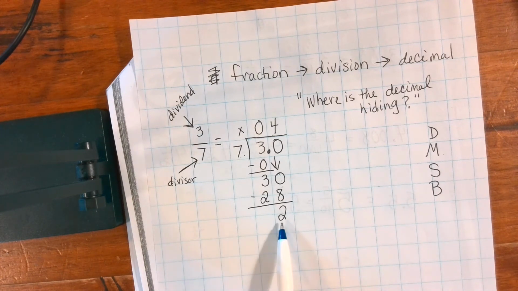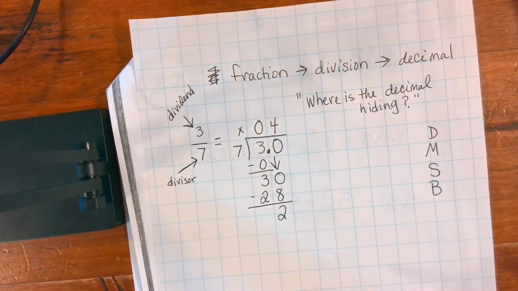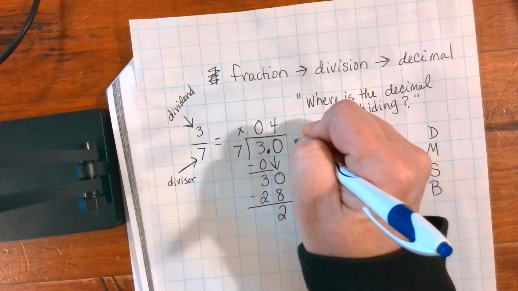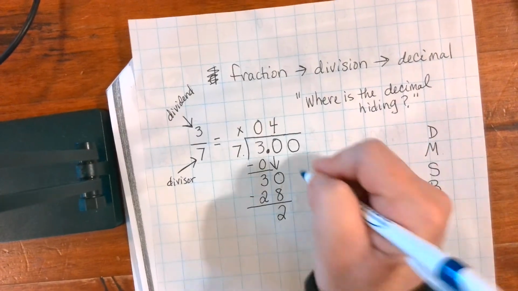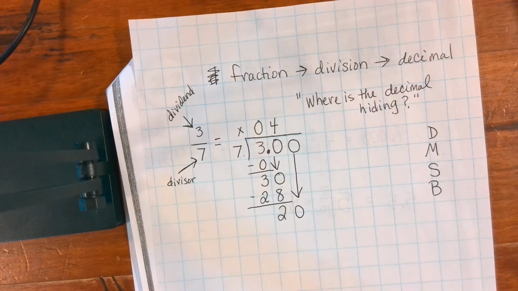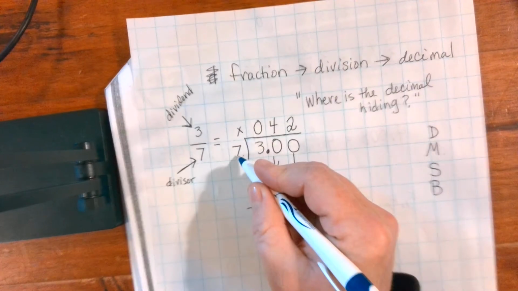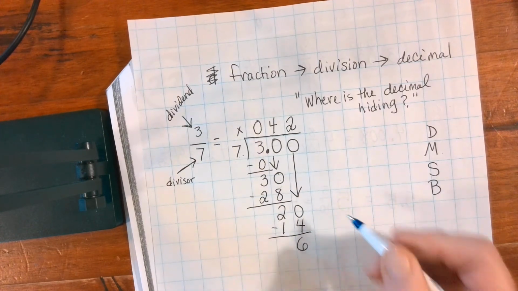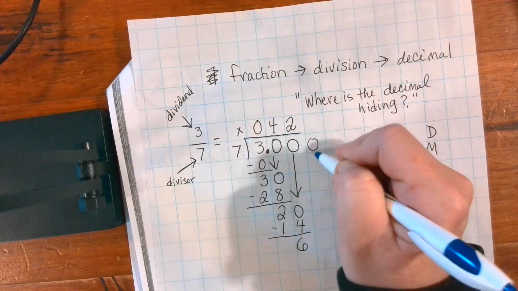Now this is what most people want to do, is when they get down here, they're just going to write 2 up here. No, you can't do that because it's 2 out of 7 parts. So we're going to go ahead and add another 0. Remember, you can add zeros to the right to infinity and beyond. 7 goes into 20 how many times? 2. 2 times 7 is 14. Uh-oh, I still have a remainder. I can keep adding zeros.